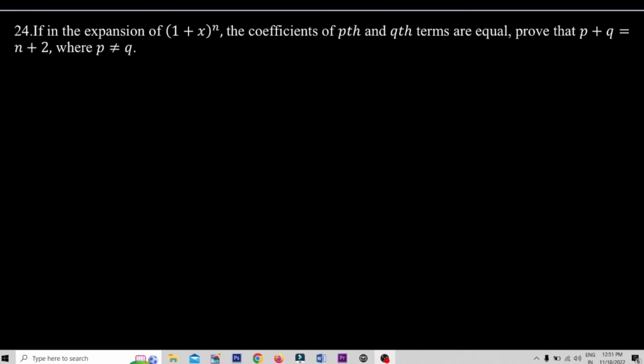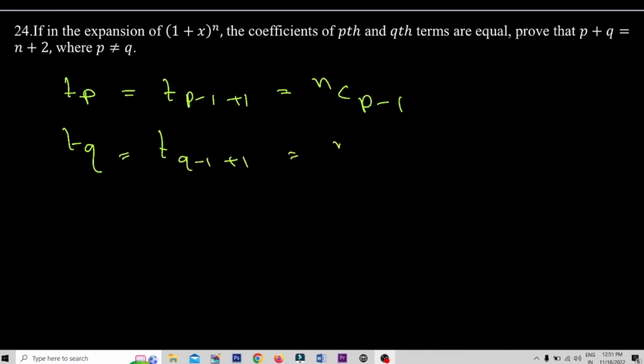In the sum number 24, if in the expansion of (1 plus x) whole to the power n, the coefficients of the pth and qth terms are equal, we have to prove some condition. So for the pth term, tp, the coefficient of tp equal to t(p minus 1 plus 1), that is nC(p minus 1). Similarly, tq is t(q minus 1 plus 1), that is nC(q minus 1). Therefore, we can write this as nC(p minus 1) equal to nC(q minus 1).